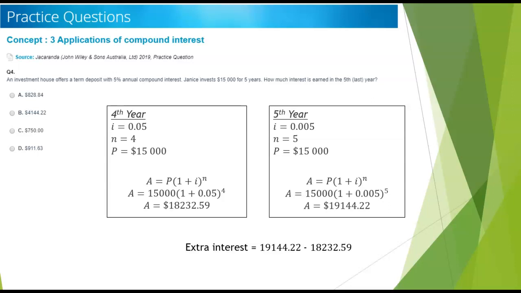How much extra interest will she have earned? So if I take this one from here, I will get the difference in the interest, which is $911.63, which is answer D.